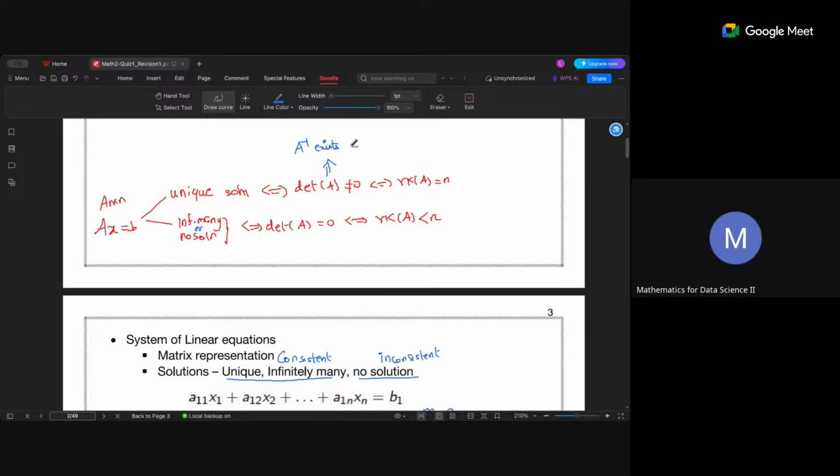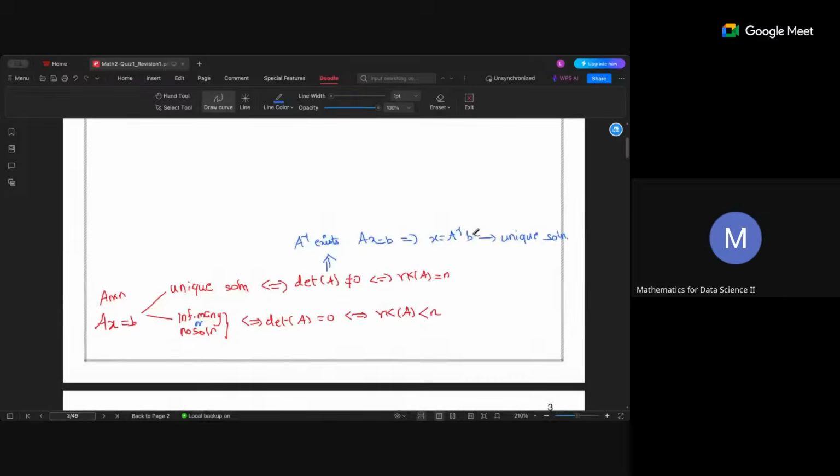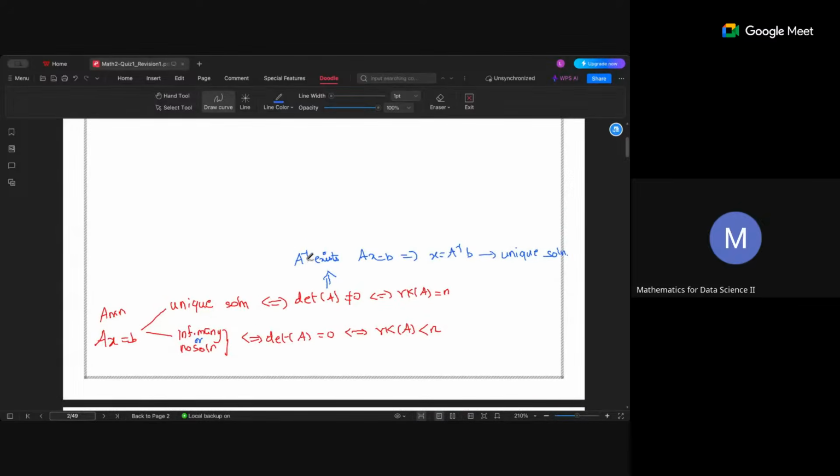If A inverse exists, so what happens? Ax is equal to B will give you x is equal to A inverse B. So whatever your B is, you simply have to compute A inverse and multiply A inverse B to find the solution. And this is your unique solution, because the inverse is unique, so A inverse B is also unique. Whatever b1, b2 you have in this case, it does not matter, you will still have a solution because you have an inverse.